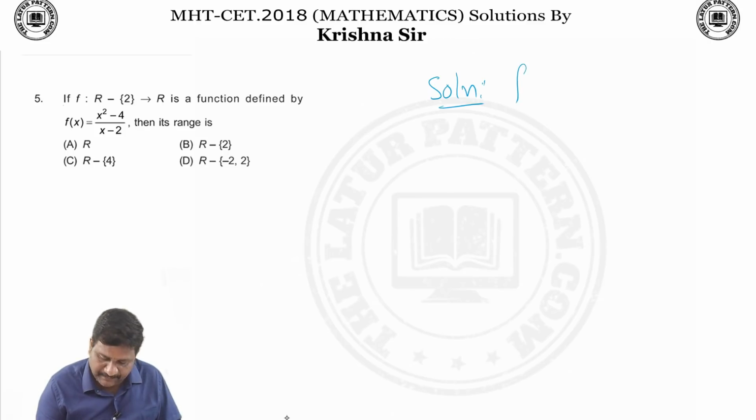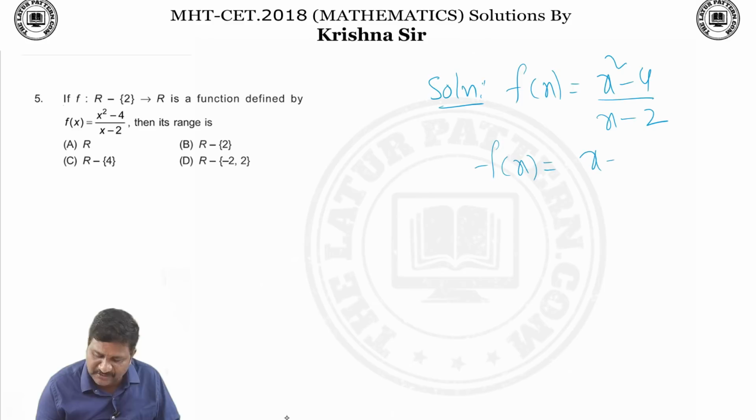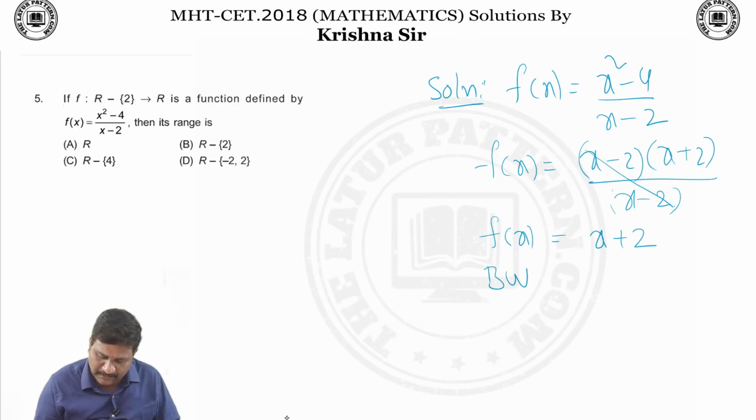Given function f of x is equal to x square minus 4 upon x minus 2. Then it can be taken as x minus 2 into x plus 2. Already x minus 2 is there in the denominator, so x minus 2 will get cancelled. Then f of x is equal to x plus 2. But x belongs to the domain, x belongs to R minus 2.